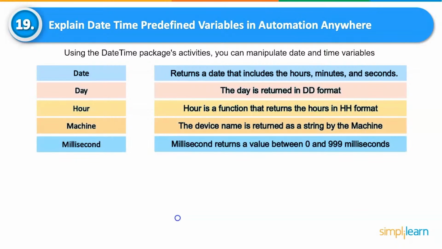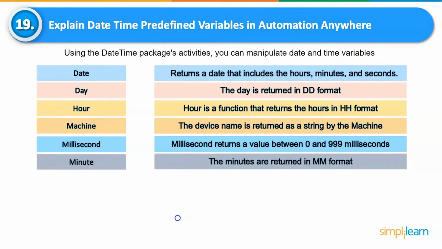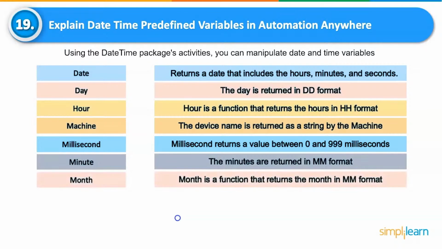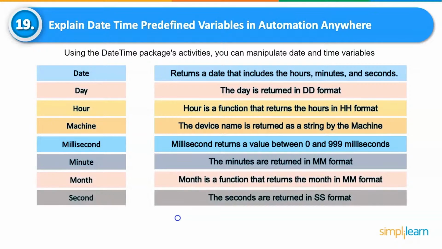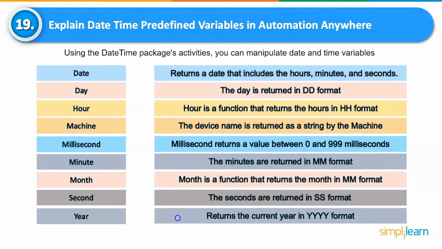Millisecond returns a value between 0 and 999 milliseconds. Minute, the minutes are returned in minute format. Month is a function that returns the month in month format. Seconds, the seconds are returned in seconds format. Year returns the current year in the year format.